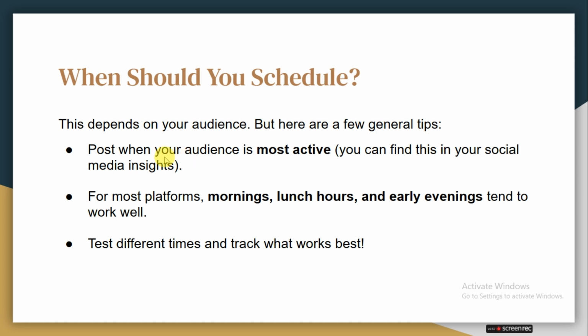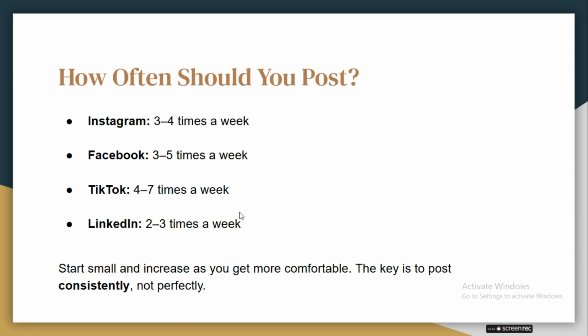How often should you post? There's no one-size-fits-all answer, but here's a good starting point. 1. Instagram, post 3 to 4 times a week. 2. Facebook, post 3 to 5 times a week. 3. TikTok, post 4 to 7 times a week. 4. LinkedIn, post 2 to 3 times a week. Start small and increase as you get more comfortable. The key is to post consistently, not perfectly.